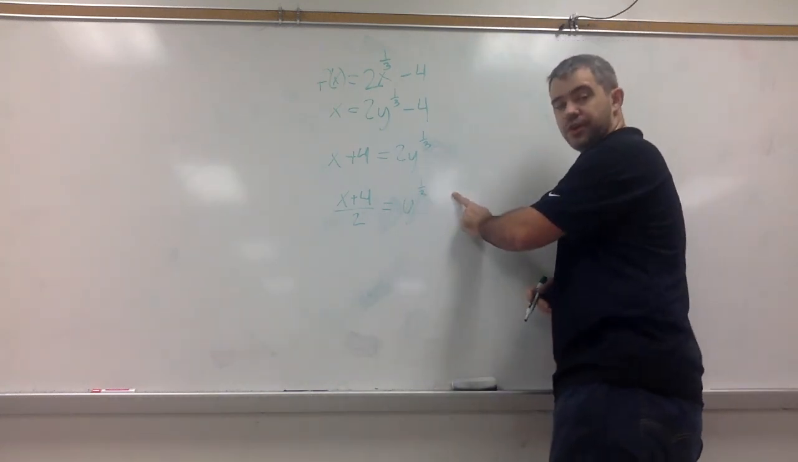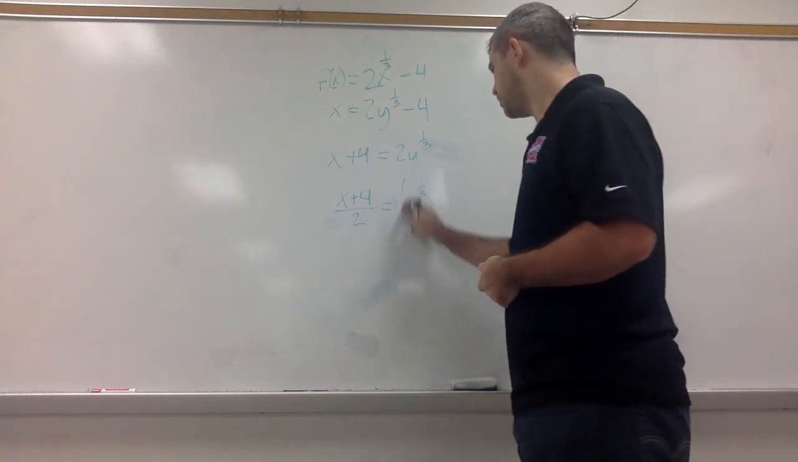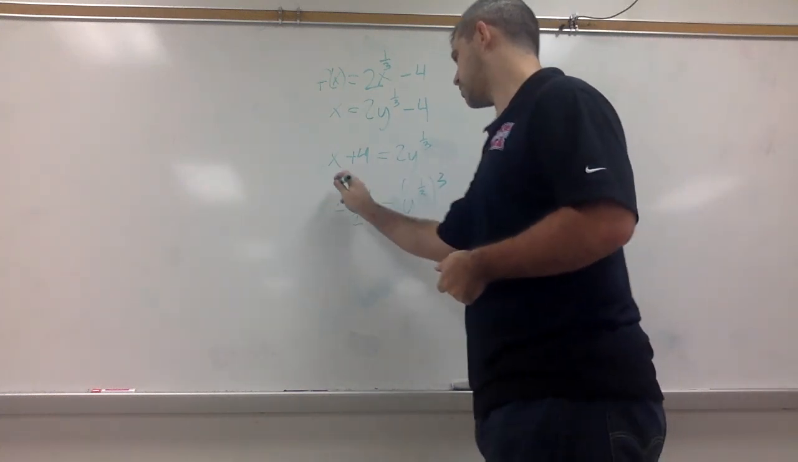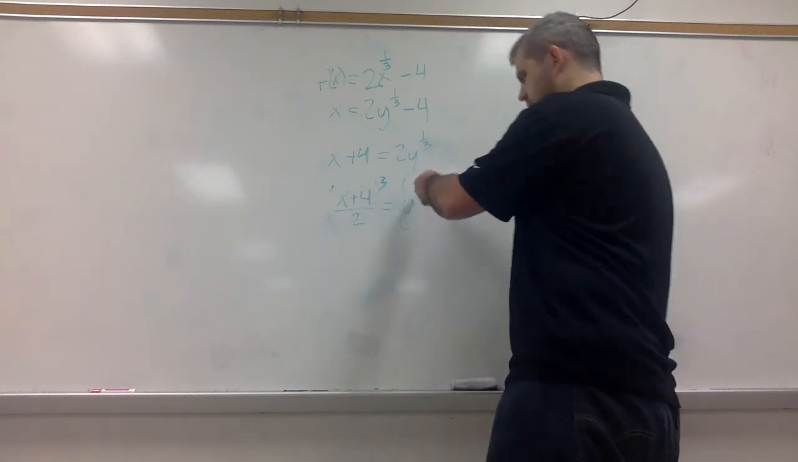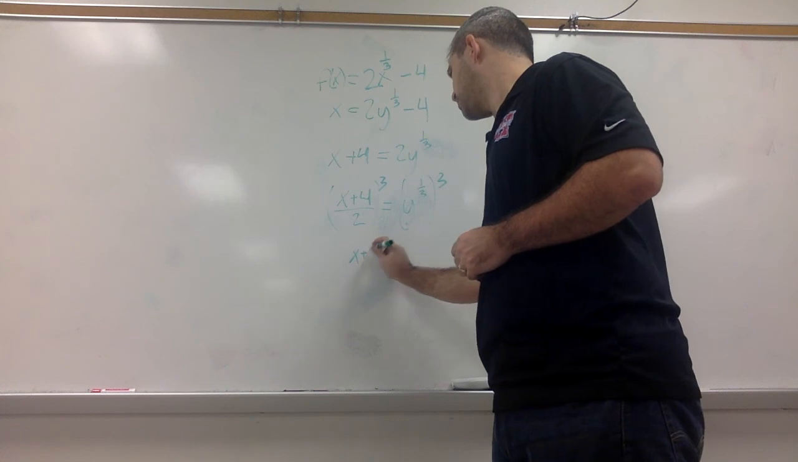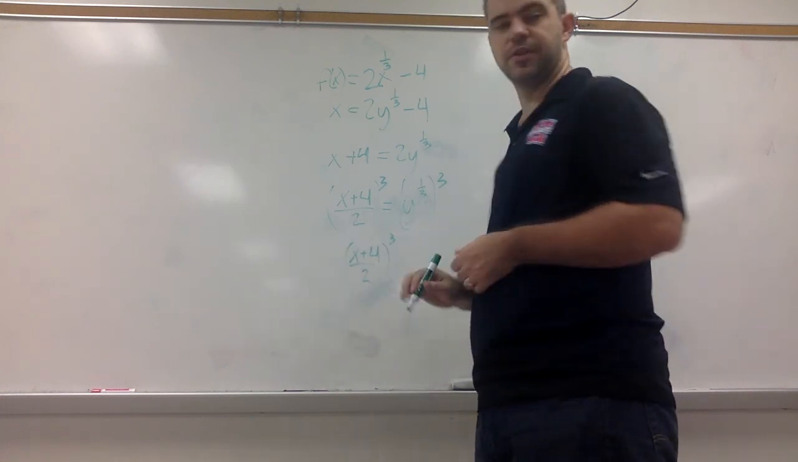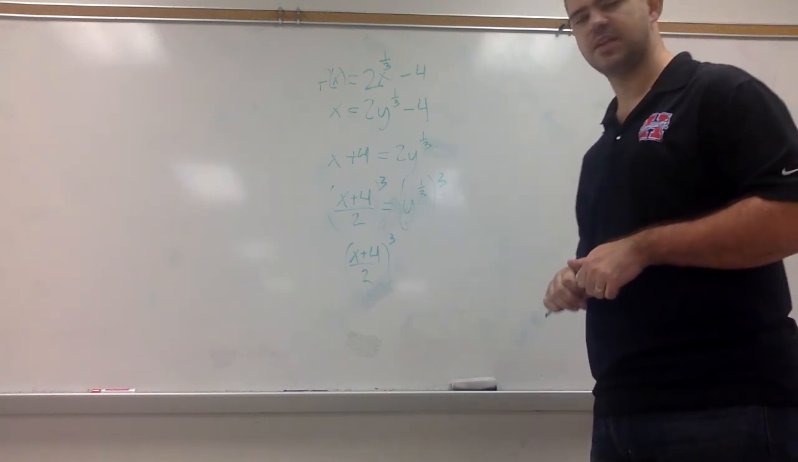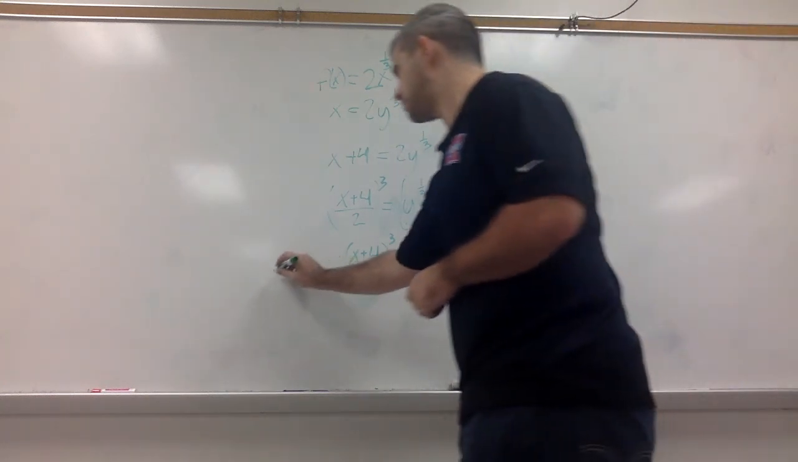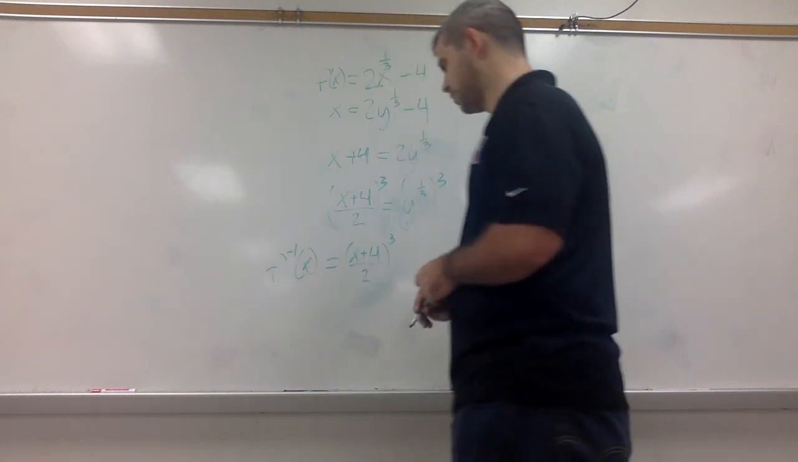Now, y to the 1/3, remember that's a cube root. The way that we would undo a cube root is the third power. We just do the reciprocal power to undo this. So our inverse function winds up being ((x plus 4) over 2) to the third. Okay, that's our inverse function. Don't get confused by this notation. Remember, that just means inverse function.